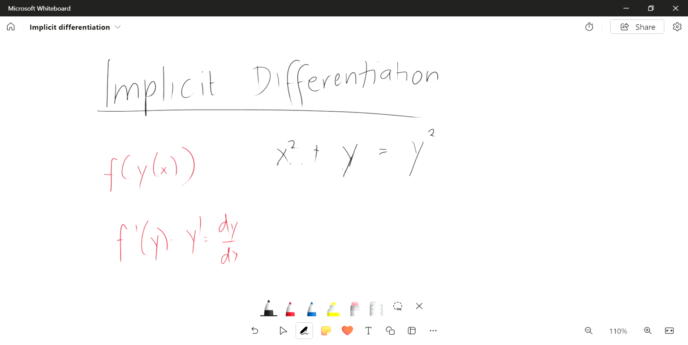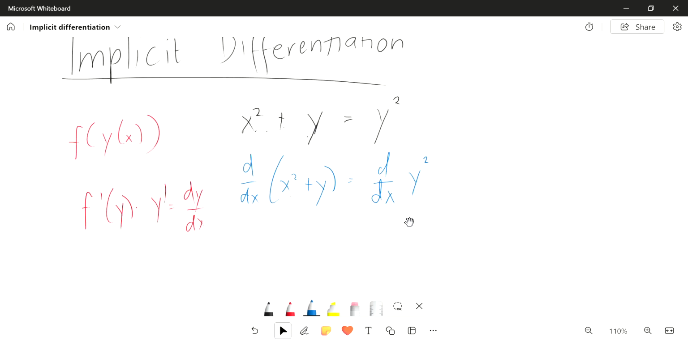You could do the same thing with x, but you would just add dx over dx and that would just become 1, so it becomes kind of pointless. For this type of question, x squared, when you differentiate it, would become 2x. You'd have to differentiate both sides to start off with. So you get the derivative of x squared plus y with respect to x is equal to the derivative of y squared with respect to x.